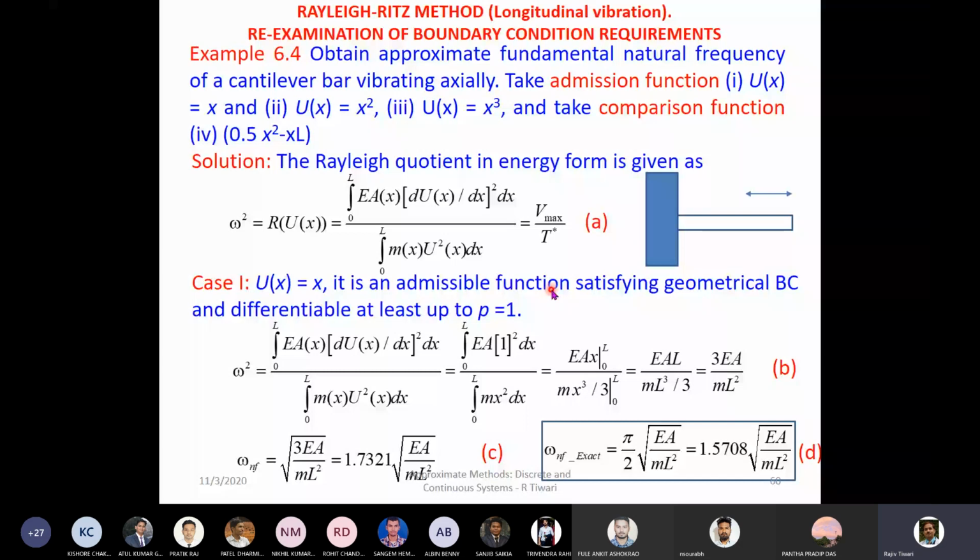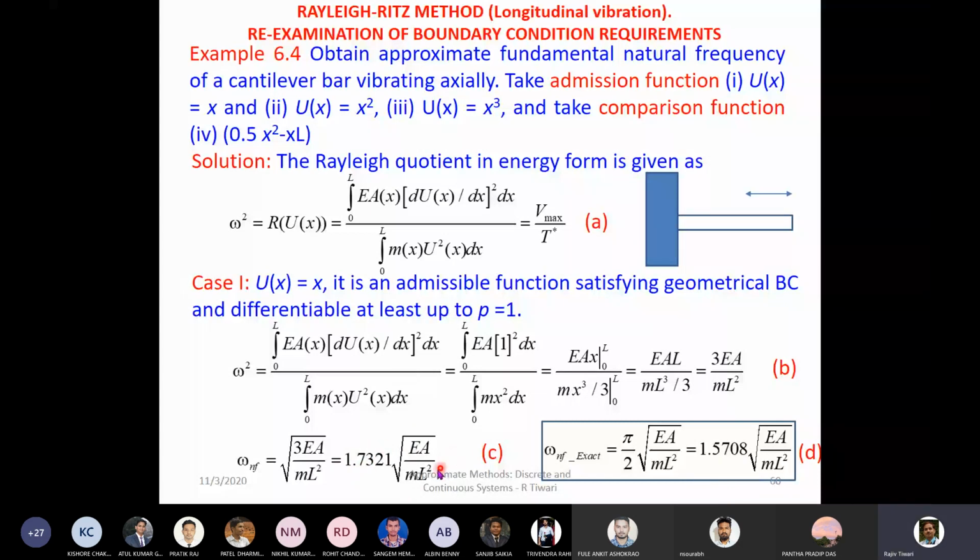Now this is the exact solution, which we already obtained using the eigenvalue problem solution, the closed form solution. The fundamental natural frequency is pi by 2, which simplifies to 1.5708. Some deviation is there, around 0.15, but it's quite close. So just by choosing a simple function, we were able to achieve a good solution of this.